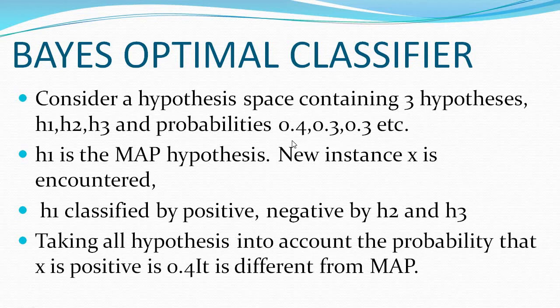Within this example, as I said already, H1 has the maximum probability, so we call it the maximum a posteriori hypothesis. But to find the optimal classifier, there is another problem which is different from the MAP. Here we consider the three hypothesis probabilities 0.4, 0.3, 0.3, with H2 and H3 negative and H1 positive, to find the optimal classifier.